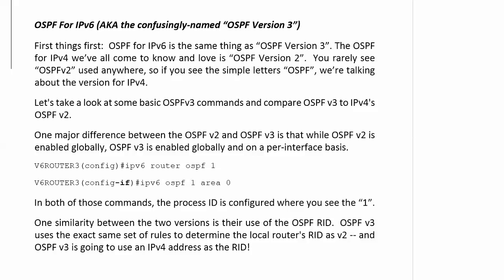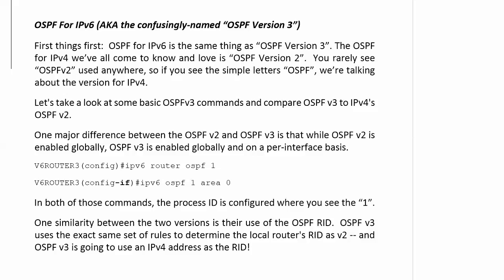One major difference between version 2 and version 3 is that while version 2 is enabled globally, and we did plenty of lab work with that, OSPF version 3 is enabled globally and on a per interface basis. Notice that I've got this IF in bold here because you would need both of these commands to get started. The global command is ipv6 router ospf followed by the process ID, and the interface level command is ipv6 ospf, then the process ID, then the word area, and the area number. So again, in both of those commands, the process ID is configured where you see the 1.